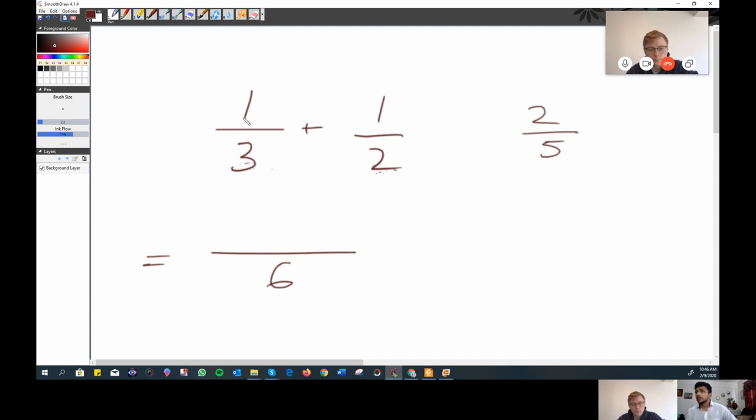Two times, yes. So 2, I'll multiply the numerator by 2, okay? So 2 times 1 would give 2. 2 goes into 6 three times, right? So 3 times 1 would be 3. The answer would be 5/6.